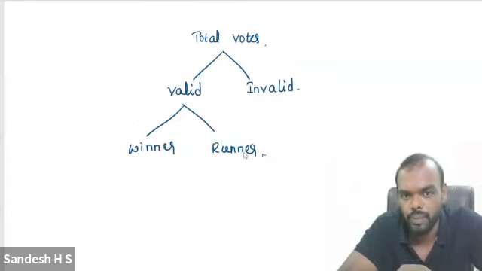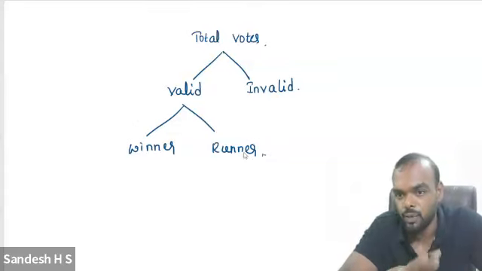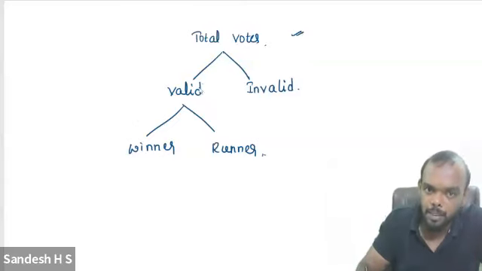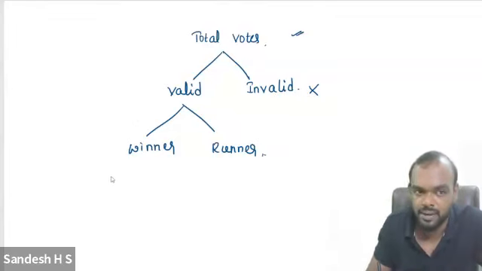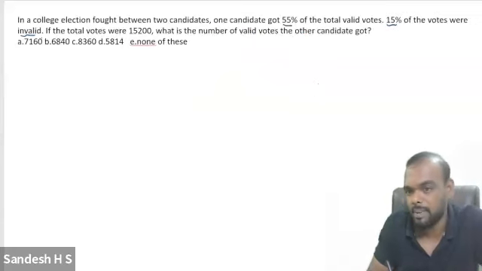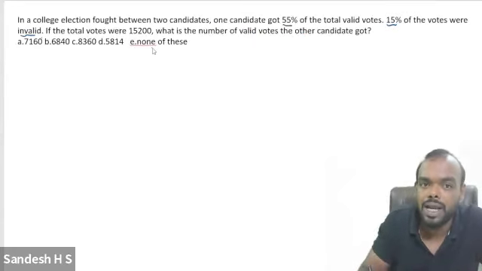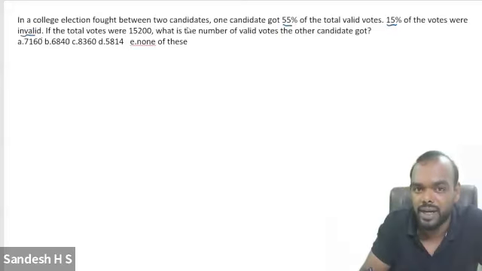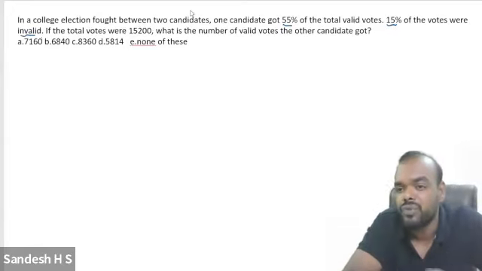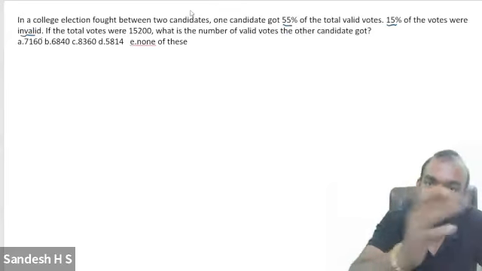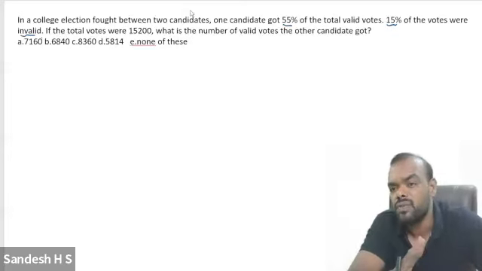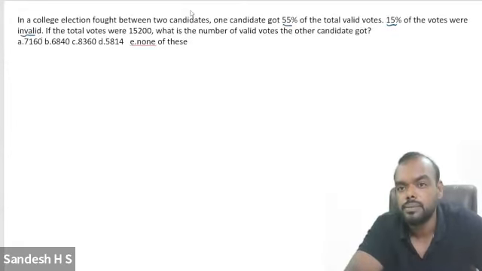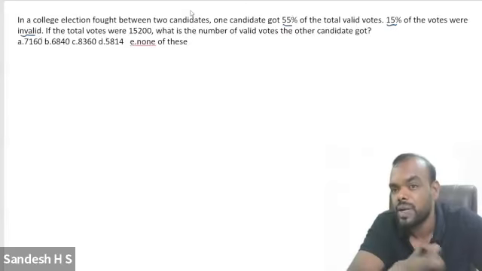Don't worry. Okay. So this is how we divide the votes. Total votes, among them valid and invalid. We don't count the invalid, we'll count only valid. Valid will be distributed among winner and the runner. Now observe. Come back to question. In a college election fought between two candidates, one candidate got 55% of valid votes, means he must be the winner. Why? Anybody who gets more than 50% obviously is the winner. Now he told us 15% of the votes were invalid.